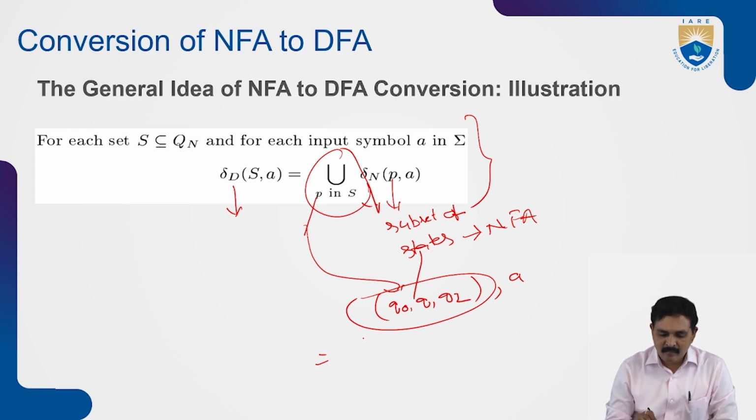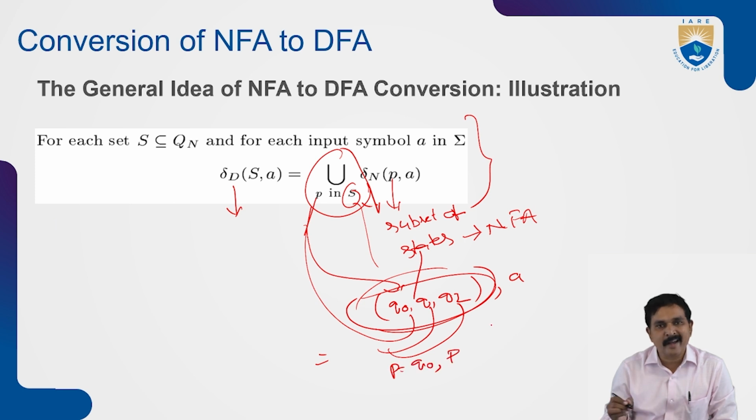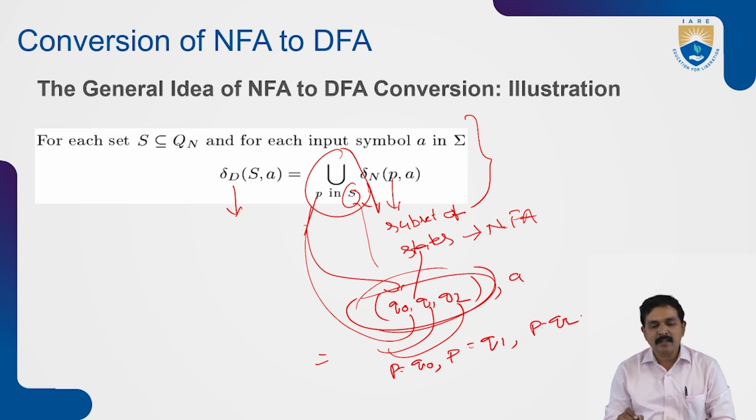So it may be defined. S is this total value. P is nothing but any one of the values. First time you assume P equals Q0. Next, in the next iteration, P equals Q1. Next case is P equals Q2. So like that you are assuming.